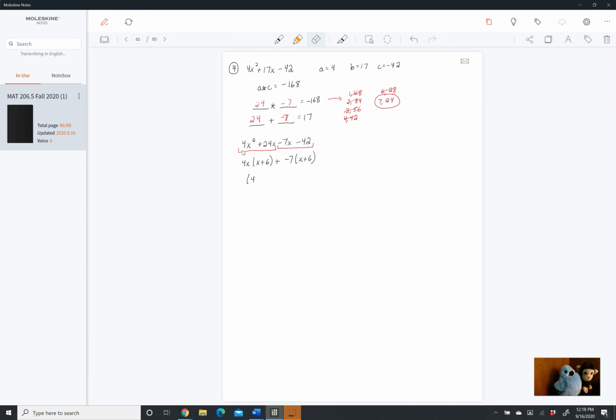That gives us x plus 6. And then from the first one, we're left with a 4x. And from the second one, we're left with a negative 7. Set it equal to 0. x plus 6 is 0, or 4x minus 7 is 0. So our roots, first one is just x equals negative 6. The second one, you add 7 to both sides and then divide by 4. So it's 7 over 4. That can't be reduced, so you just leave it.